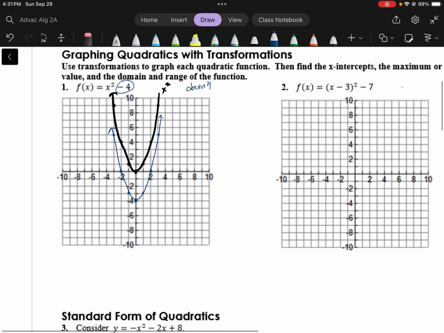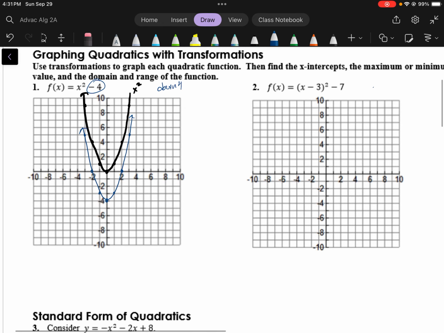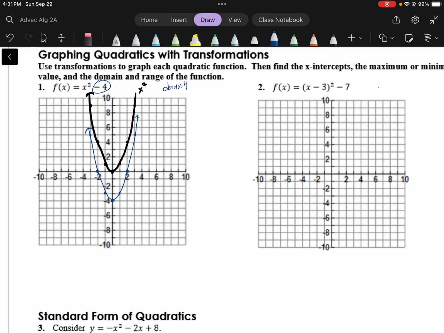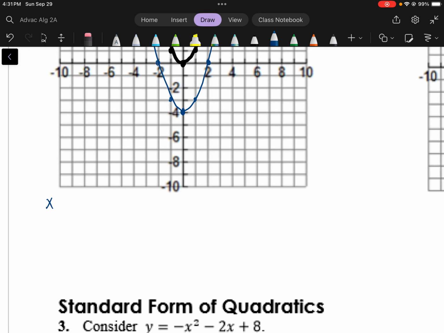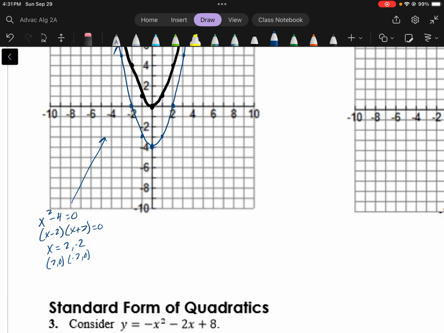And then it also asks us to find the x-intercepts, the maximum, minimum value, and the domain and the range. So first, if we're going to find the x-intercepts, I can find those by taking this equation and factoring them, because your x-intercepts are when the function is equal to 0. And so if we factor this, x plus or minus 2, since it's a difference of 2 squares, I get that my x-intercepts are at 2 and -2, and those are points, so we need to make sure we write them as points. Okay, and then boom, there they are.